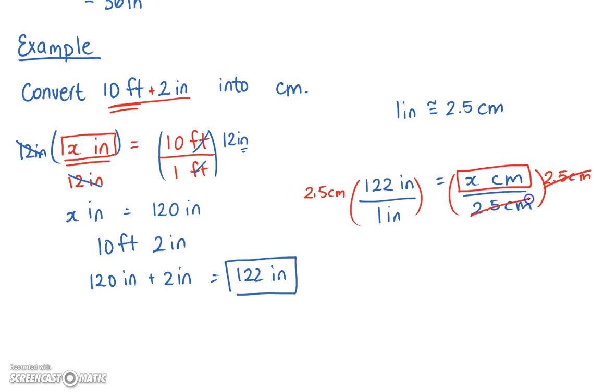It will eliminate this term, and then in terms of units, our inches and inches are going to disappear. So then we'll be working in terms of centimeters. So 122 times 2.5 is going to equal our x centimeters. So our x is going to be, in this case, 305 centimeters.